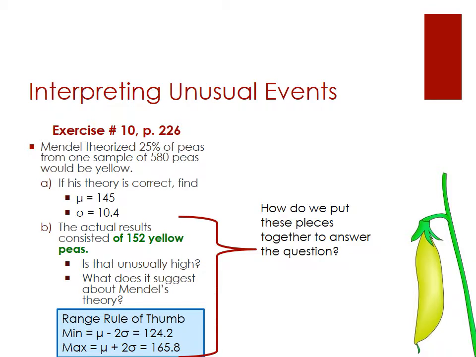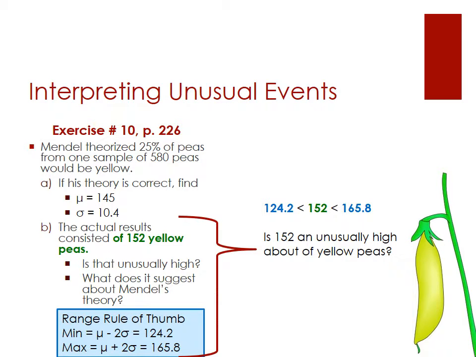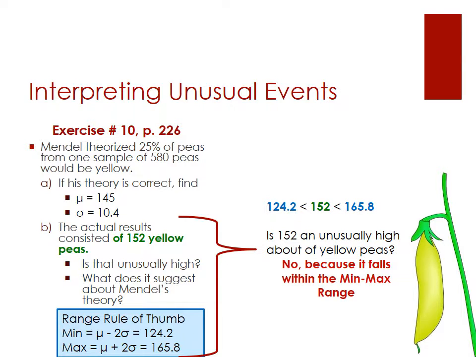Alright, so now that we have this information, we've got our minimum, we've got our maximum, and we have our actual amount of 152 peas. So how do we put these pieces together to answer the question of, is this an unusually high amount of yellow peas? And then the follow-up question of, what does it suggest about Mendel's theory? We're going to put them together just like this. So here you can see you're putting the numbers in order from lowest to highest. 124.2 is less than 152, which is less than 165.8. So is 152 an unusually high amount of yellow peas based on this data? No, because it falls within the min-max range. Notice it's in the middle.